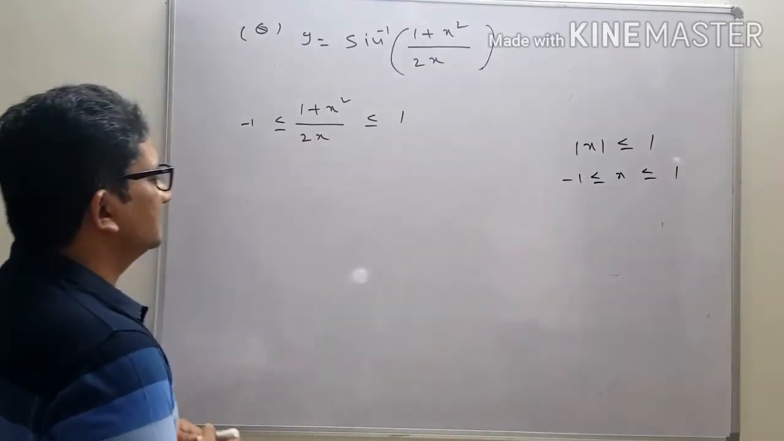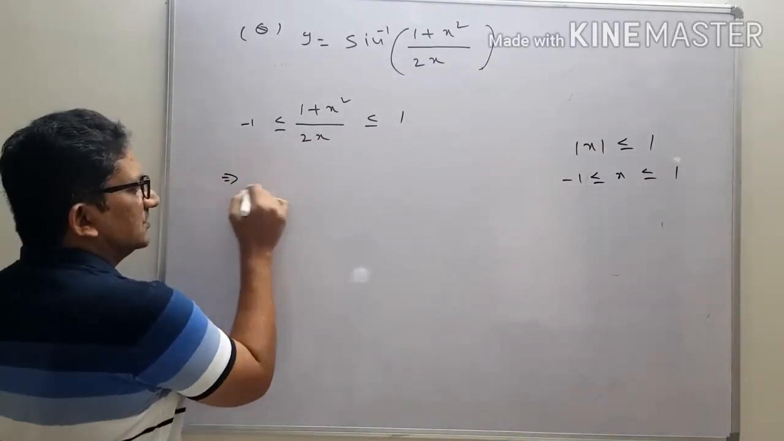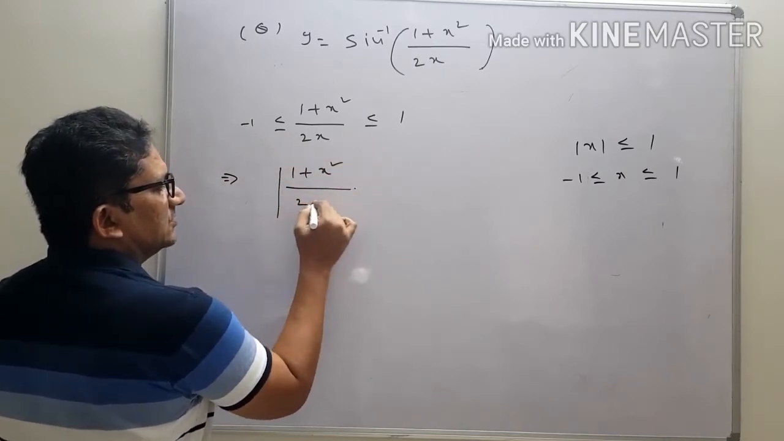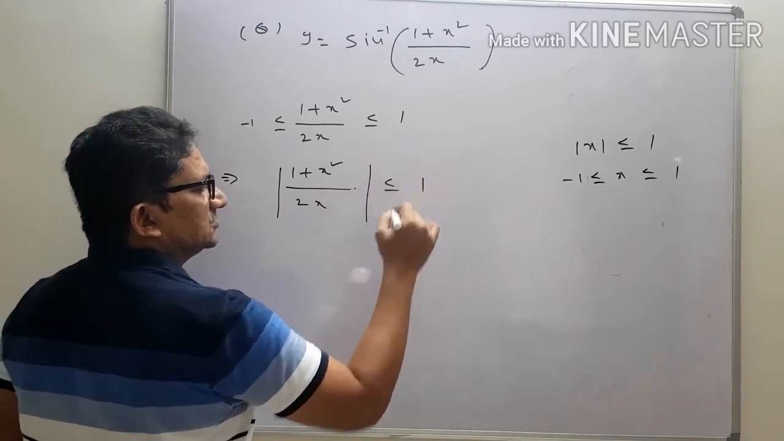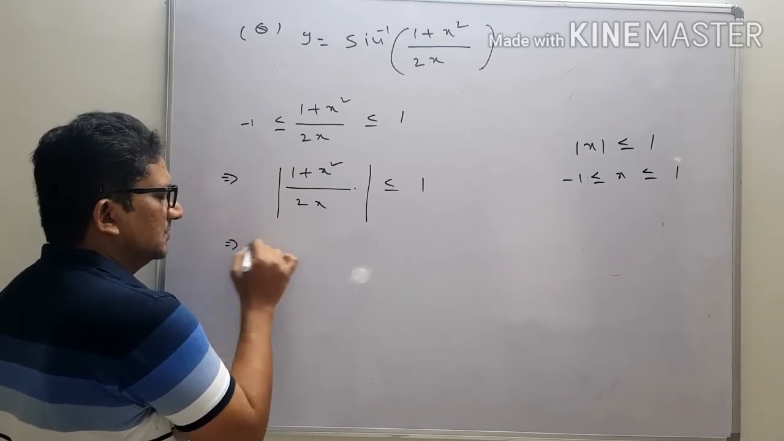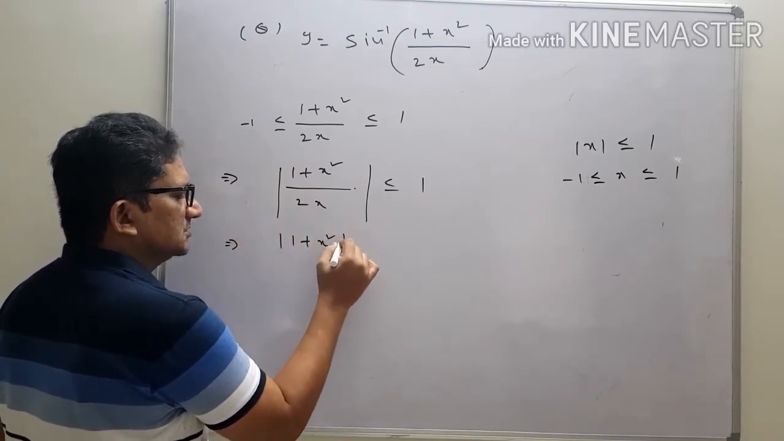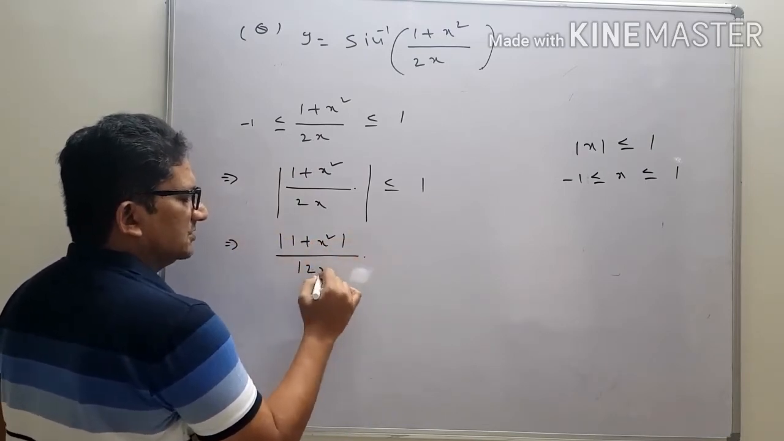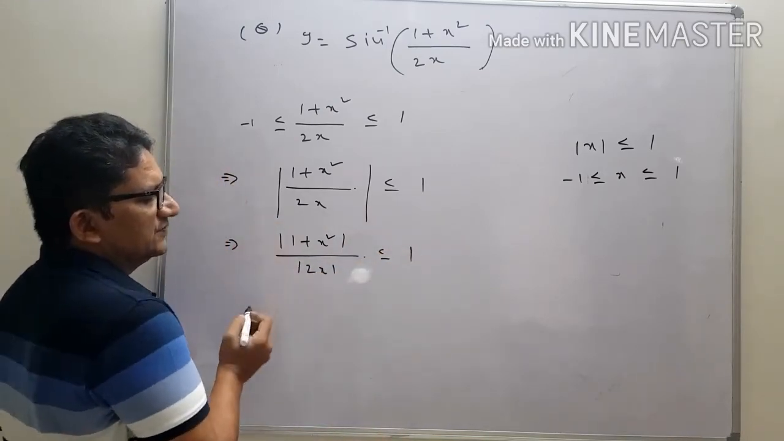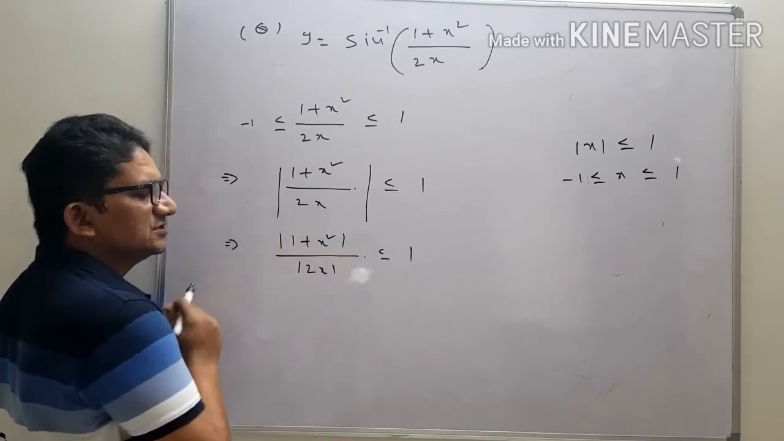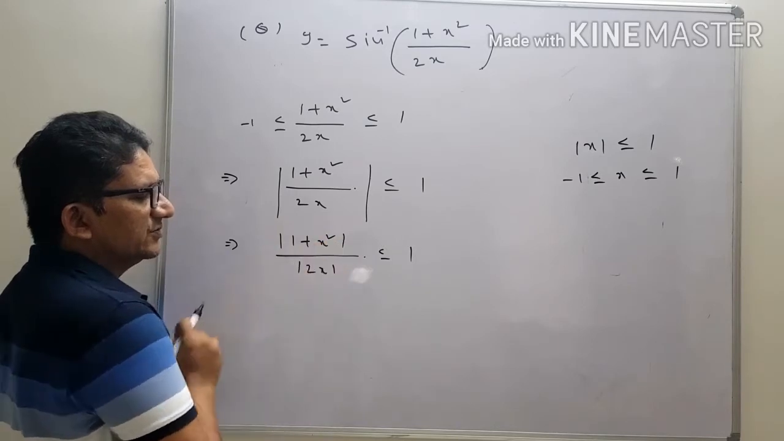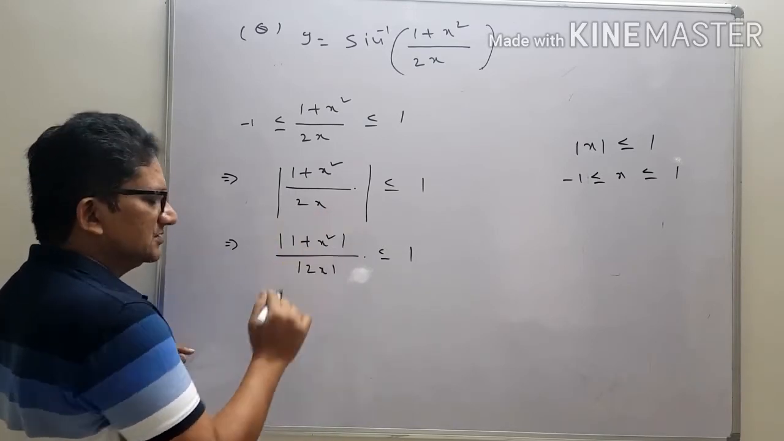So we observe, this is nothing but modulus of (1 plus x square) divided by 2x is less than or equal to 1. Now we can split the modulus: modulus of 1 plus x square by modulus of 2x is less than or equal to 1. Observe carefully, the numerator part is always positive, so modulus is not required. 1 plus x square is always positive.